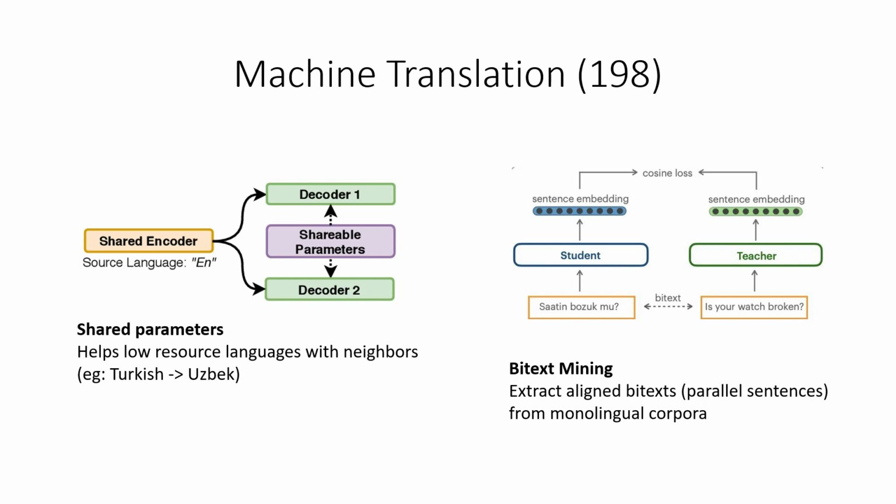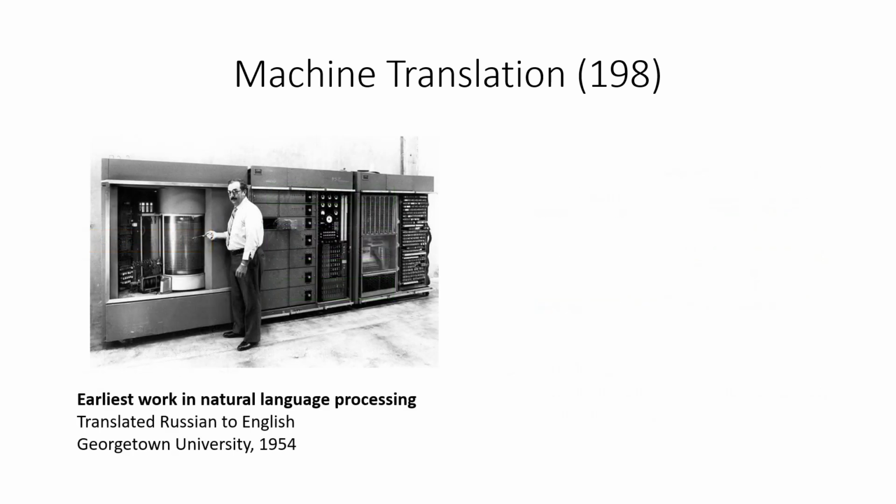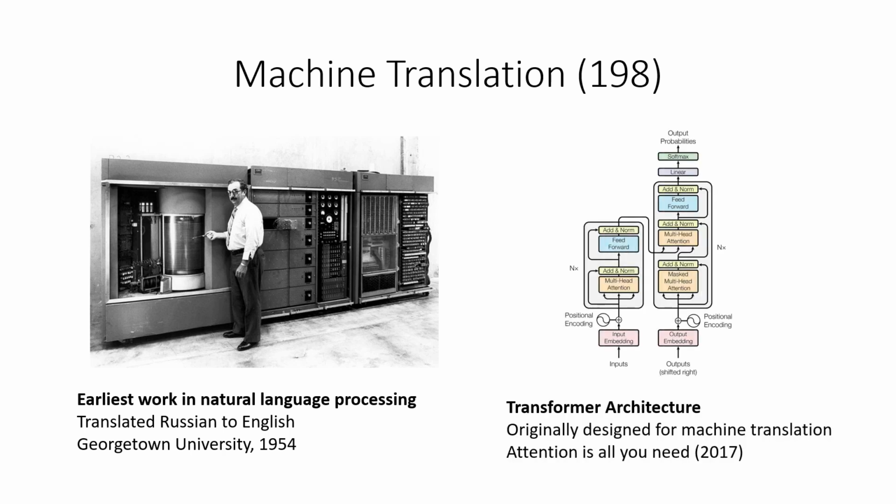And a fun historical fact, machine translation is generally considered to be the oldest problem in natural language processing. This is a photo of the computer that ran the first natural language processing program, and it translated Russian sentences to English. It was done in 1954. And the transformer architecture, which is used everywhere in NLP today, was originally designed for machine translation in the Attention Is All You Need paper from 2017. So we can see that new models and new methods are often first applied to machine translation because it is such a widely studied and relatively clean to work with problem.